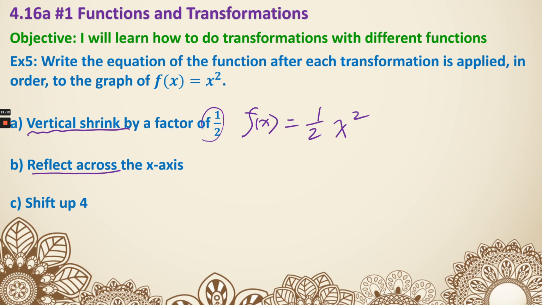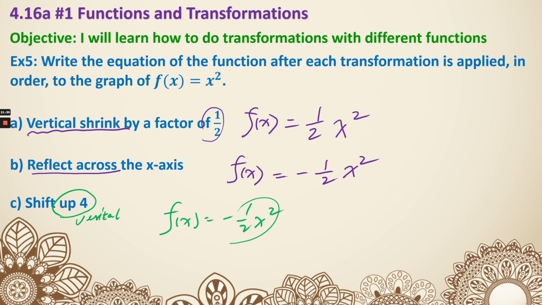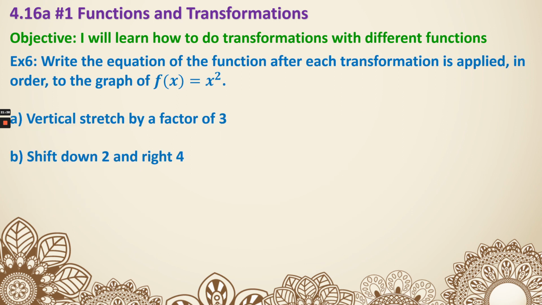Next, reflect across the x-axis. That is going to put a negative sign in the front, so it's going to be -1/2 x squared. And lastly, shift up by 4. So that is a vertical change, which means it's got to be outside the function again. So f of x equals -1/2 x squared, outside the whole function, outside the square. So it's going to be a +4 on the end. That's example 5.